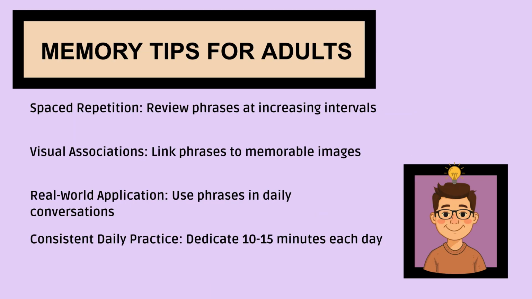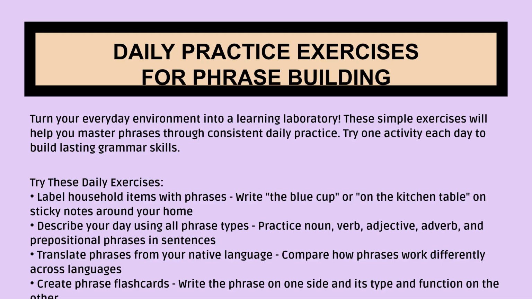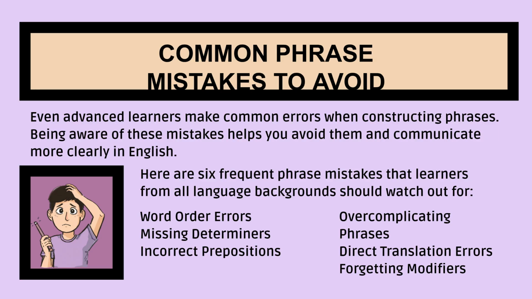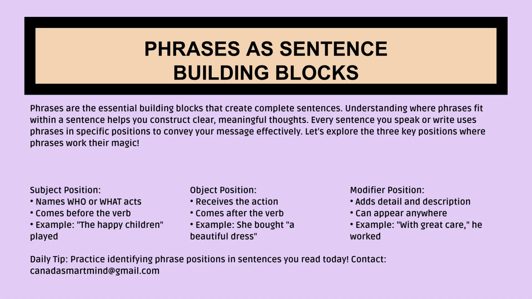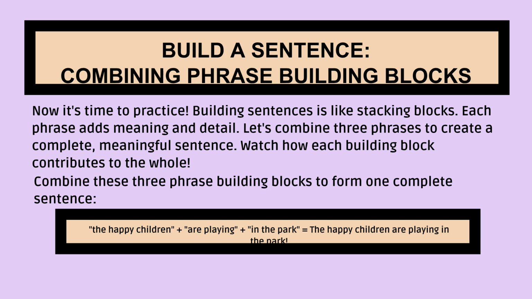Now, let's compare the four types of phrases. Noun phrases act as subjects or objects. Verb phrases express action or state. Adjective phrases describe nouns. Adverb phrases modify actions and descriptions. Prepositional phrases are also essential building blocks. They begin with a preposition and end with a noun or pronoun, helping to show relationships between ideas.